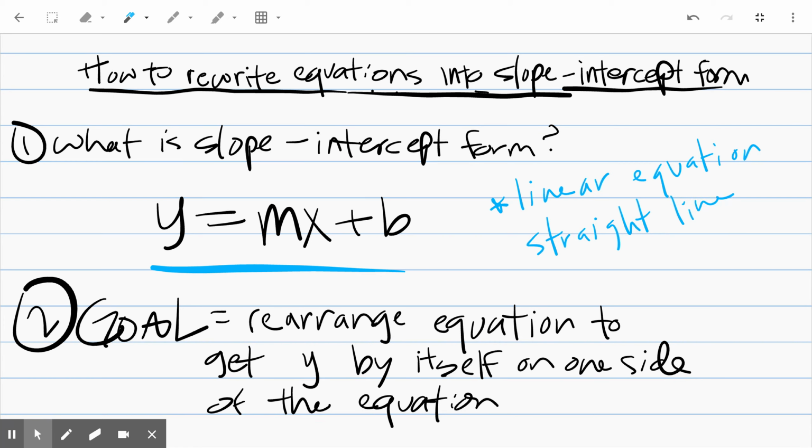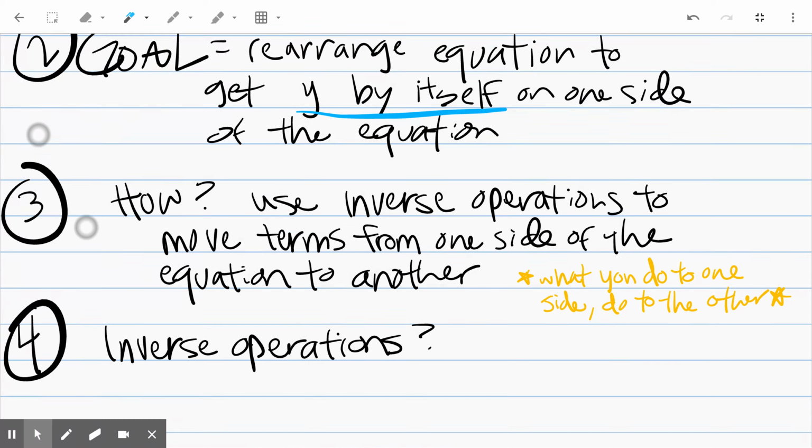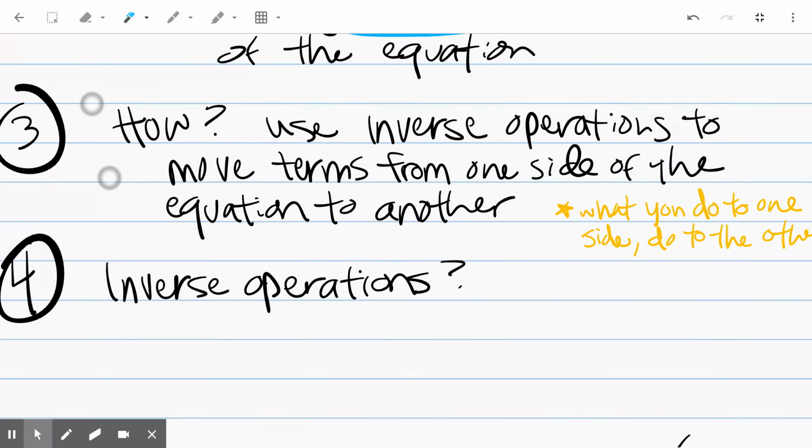Okay. So if you look at number 2 here, we want to rearrange any equation we're given to get y by itself on one side of the equation. So that's our goal. We want y by itself. No matter what equation we're given, we want to rearrange so y is on one side of the equation, everything else will be on the other. So how exactly do we do that?